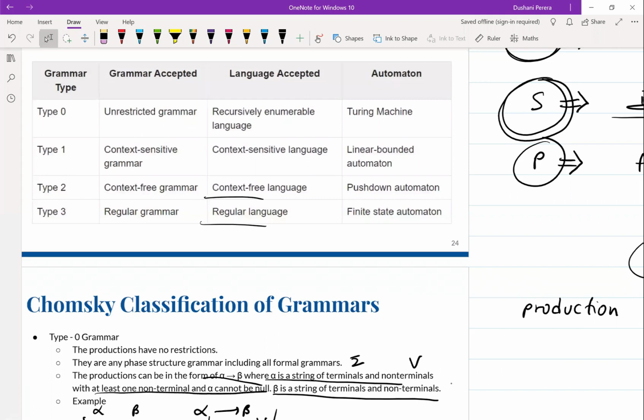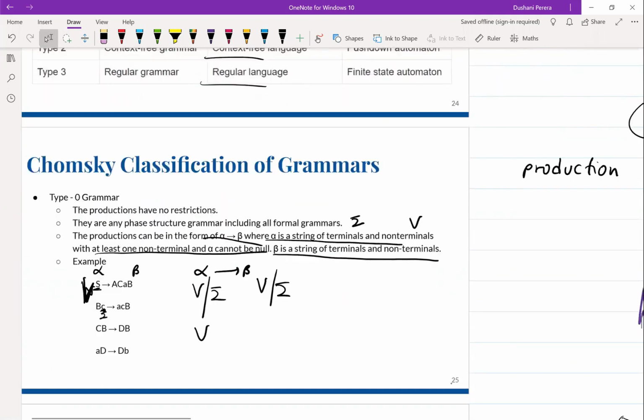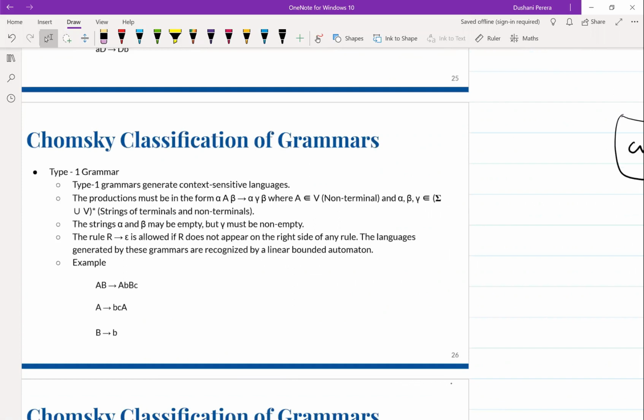Okay. Then type 1 grammar, context sensitive. We'll be discussing that later. So the productions should be of the form alpha A beta to alpha gamma beta. A is a non-terminal, right? There's alpha, beta, gamma, the same set. It could be either a non-terminal or a terminal. That is what this is saying.